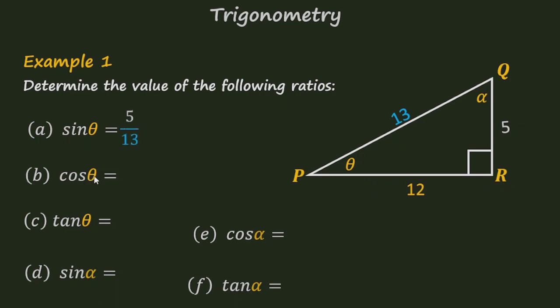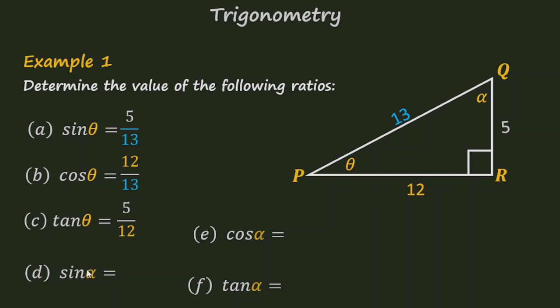And the cos of theta will be given by the adjacent side over the hypotenuse. That will be 12 over 13. Remember, the hypotenuse never changes. It's the side that faces the 90 degrees angle. Now, the tan of theta is given by the opposite of theta over the adjacent of theta.